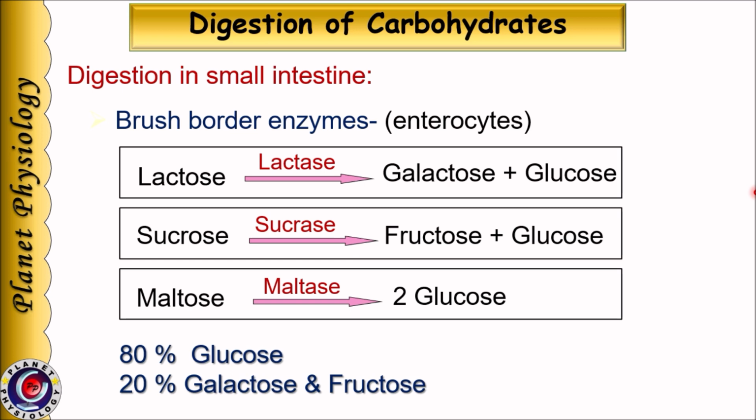As major foodstuff is in the form of starch, it is converted to maltose and thereby into glucose. Thus, the end product of carbohydrate digestion is mainly in the form of glucose, which accounts for about 80% of the total digestive end products of carbohydrates. Remaining 20% are in the form of galactose and fructose.